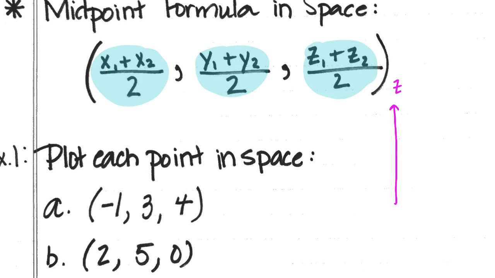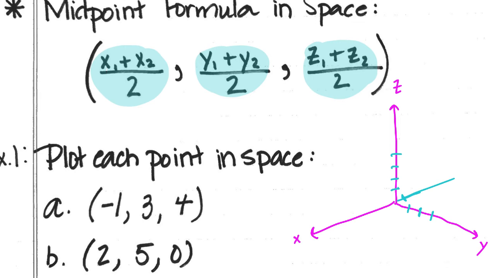Sometimes they draw the y sideways. I'm going to draw it kind of shooting out a little bit to give it a little bit more dimension. And the x is shooting over to the left. So if I had to go -1 on the x, I would go backwards this way on the x. If I had to go +3 on the y, that would go to the right, and +4 on the z.